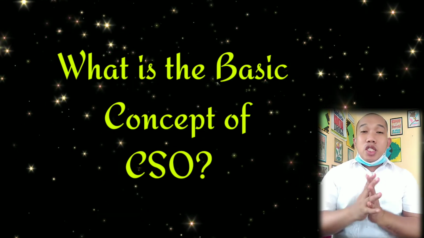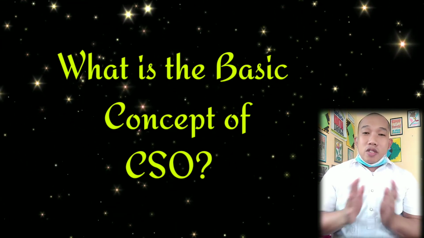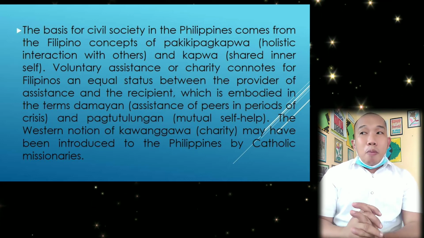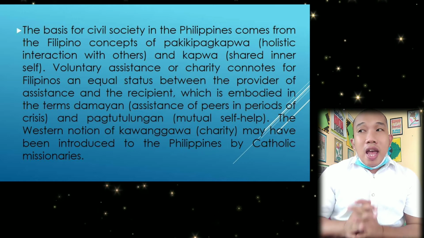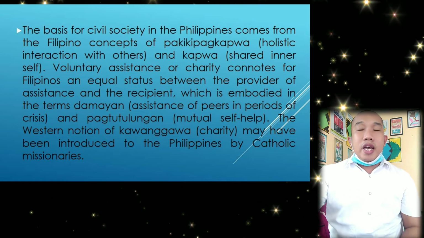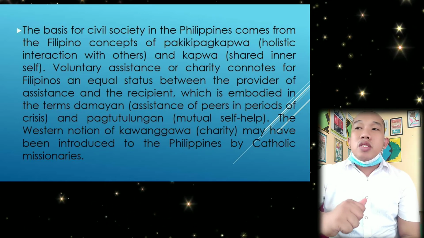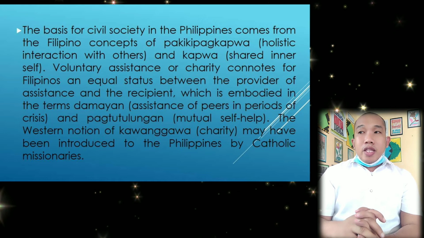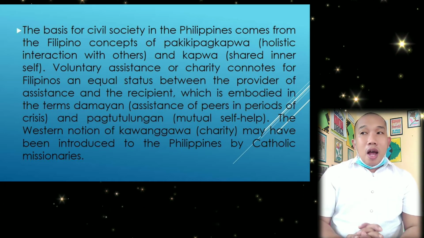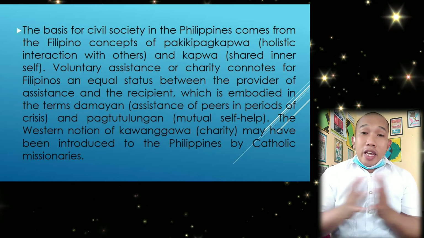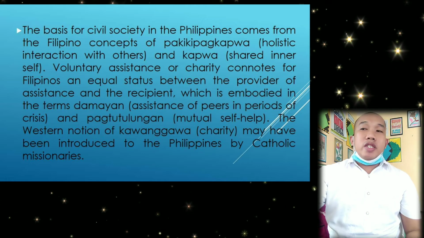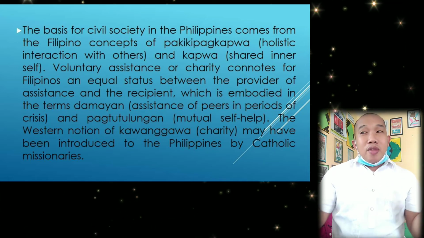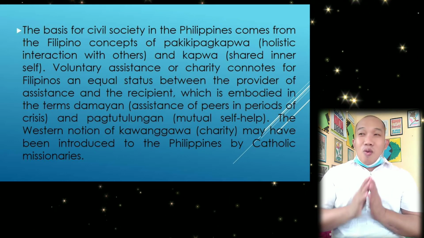By the way, if anyone here knows the concept of the civil society, I have here the concept of the civil society in the Philippines. It comes from the Filipino concepts of pakikipagkapwa, which means holistic interaction with others, and kapwa, which means shared inner self. The voluntary assistance or charity connotes to Filipinos an equal status between the provider and the assisted. It also embodied the terms damayan and pagtutulungan or kawanggawa, or charity, which was introduced in the Philippines by the Catholic missionaries. So our concept started on our Filipino concepts: pakikipagkapwa, kapwa, damayan, pagtutulungan, and kawanggawa.